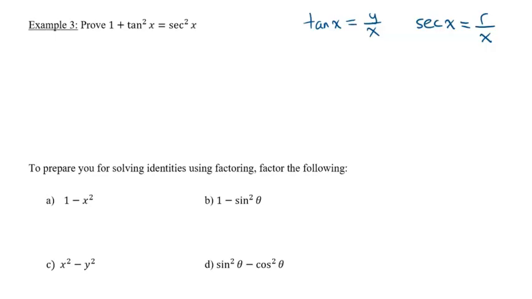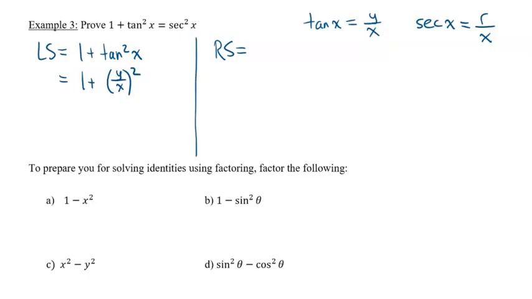And then secant is the reciprocal of cosine, and cosine is x over r, so that means secant is r over x. So let's go ahead and separate the left side and the right side and prove this here. So 1 plus tan squared x is equal to 1 plus, well, what is tan of x? Well, tan of x is y over x, and that's squared. On the right side, I'm just going to draw a line down the middle to keep these separate because we don't want to rearrange anything. We simply want to show that one side is equal to the other.